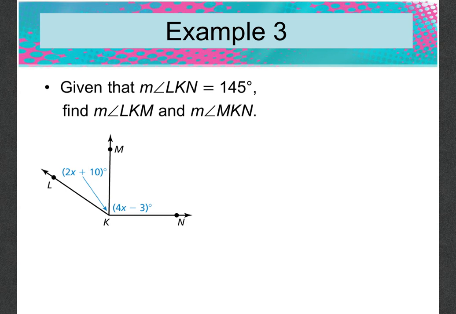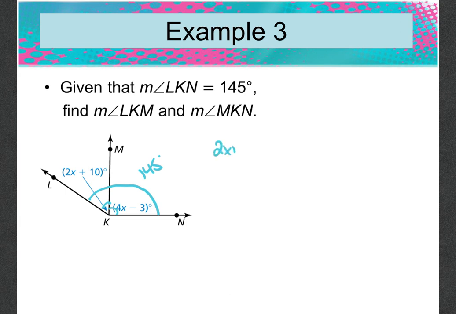Example 3 says, given that the measure of LKN, this big angle here, is 145 degrees, find the measure of LKM, which is the smaller angle here, and MKN, which is here. So this is where the angle addition postulate comes into play, because that full angle, the 145, is broken down into its two parts.